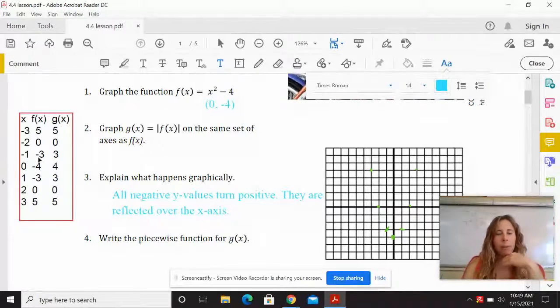So -3, if you reflect it over the x-axis, it becomes +3. -4 becomes +4. -3 becomes +3, okay? And so on and so forth. Well, actually, that's it. So all of your negatives become positives.